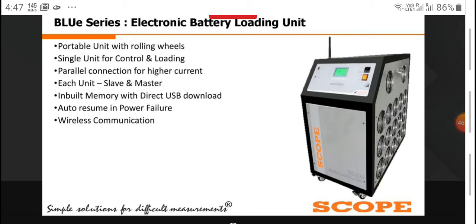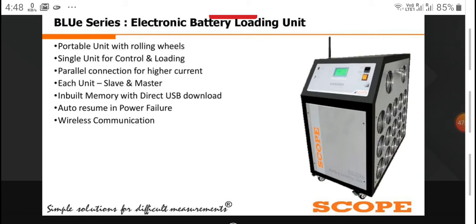Now, if you have a very high battery discharge capacity, in that case we need to do the parallel connection. Parallel connection means this Blue unit will be connected to another Blue unit. So if you are doing the parallel connection of the two Blue units, the voltage remains the same, but the rated current will be higher.